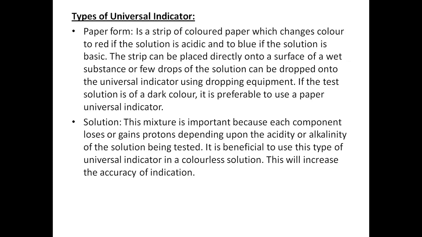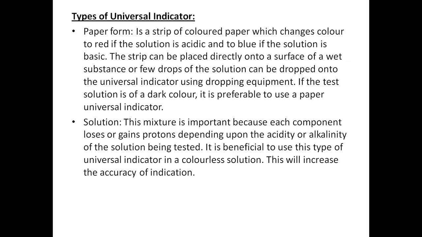So types of universal indicator: there are 2 main types. One is in the paper form and the other is a solution, as we discussed. The paper form is a strip of colored paper which changes color to red if the solution is acidic, and to blue if the solution is basic. The strip can be placed directly onto the surface of a wet substance, or a few drops of solution can be dropped onto the universal indicator.